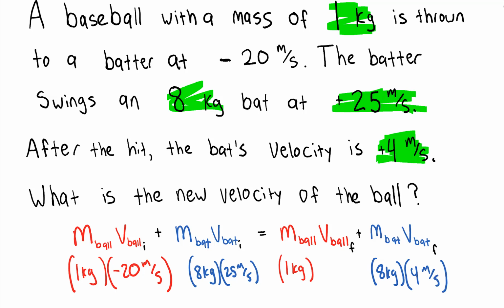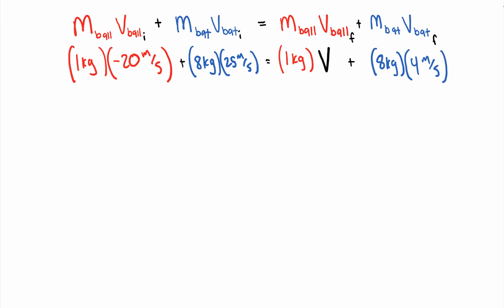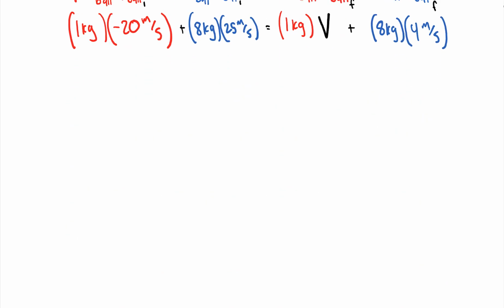And it wants me to find the new velocity of the ball. So I'm going to make that black. This is what I want to find, this velocity. So these are added, equals, and then added. So this is my equation. I've got to solve it with algebra. So the first thing I'll do is negative 20 times 1. Well, that's negative 20. That's the momentum here. 8 times 25 is going to be 200.